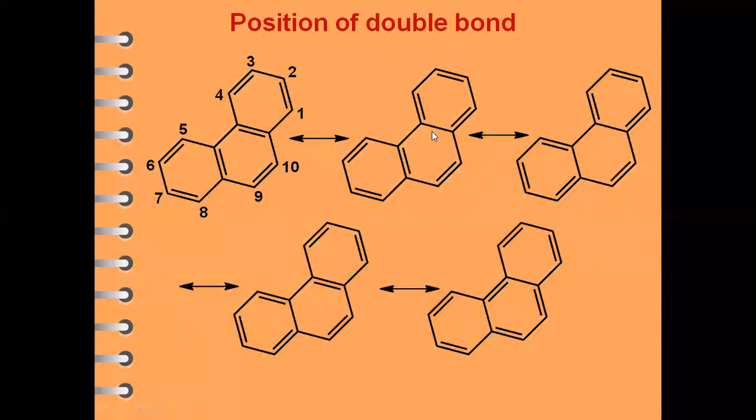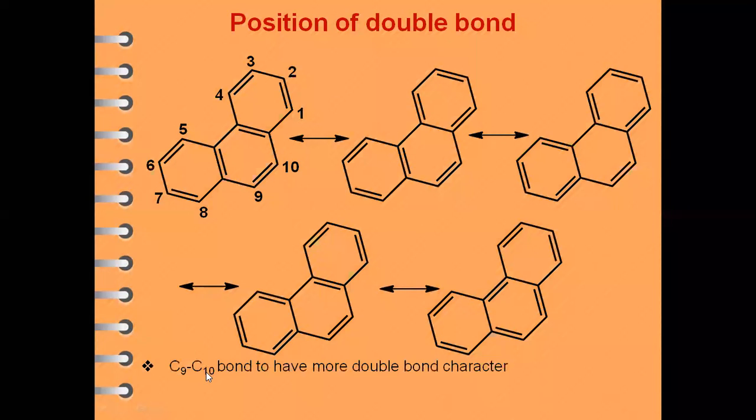Depending upon the change in the position of the double bond, they are going to show resonance, and these are the 5 important resonating structures of phenanthrene. All of them have the rings in an angular manner only, but the position of the double bond varies, and they show the resonance.